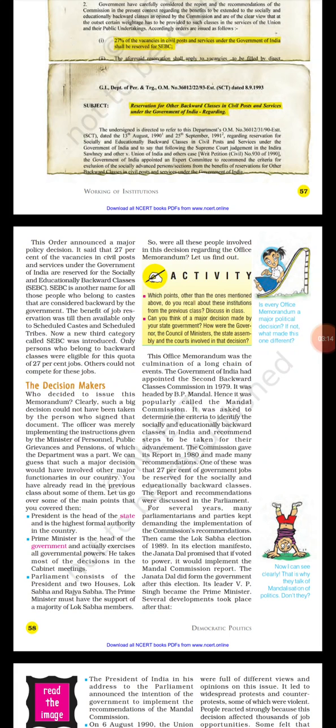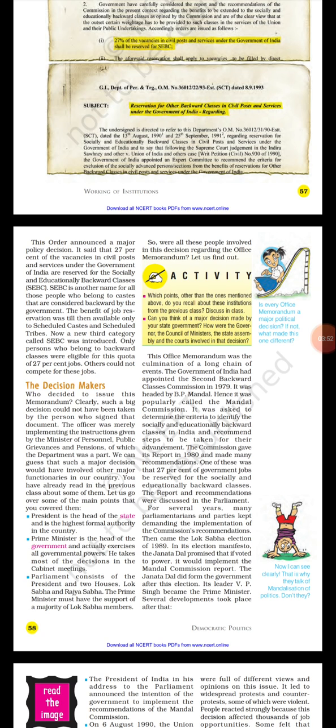It said that 27% of the vacancies in civil posts and services under the Government of India are reserved for the socially and educationally backward classes, SEBC. SEBC is another name for all those people belonging to castes that are considered backward by the government. The benefit of job reservation was till then available only to scheduled castes and scheduled tribes. Now a new third category called SEBC was introduced. Only persons belonging to backward castes are eligible for this quota of 27% jobs. Others could not compete for these jobs.